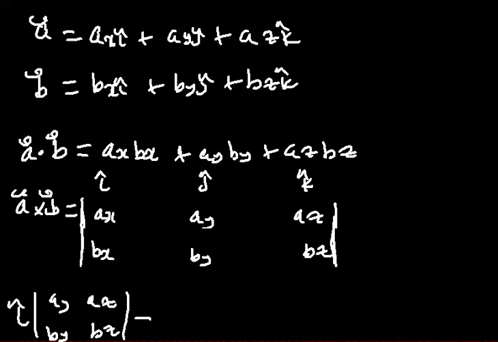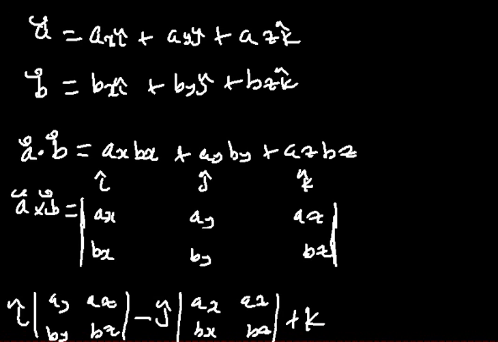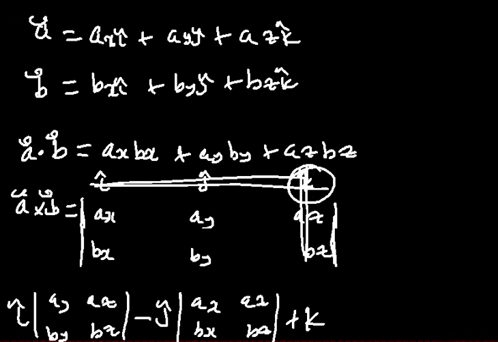And we have a minus, that is according to the formula. Now we say first row, second column, we have eliminated the J. So whatever is remaining is for J. So we have J as AX, BX, AZ, BZ. Then plus, whatever is in the first row and the third column, we have eliminated k. It means whatever is remaining is for k.